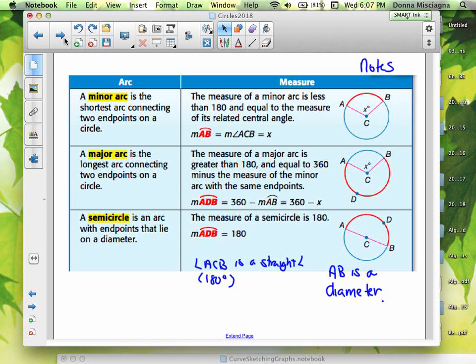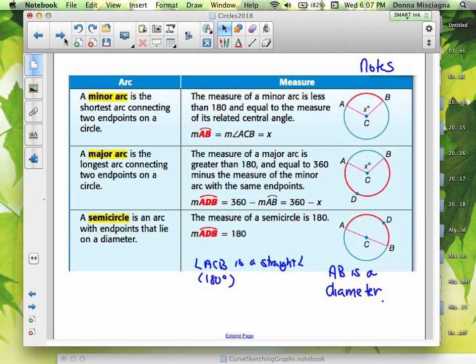So the measure of the major arc is greater than 180 degrees and is equal to 360 degrees minus the measure of the minor arc with the same endpoints. So let's say we knew what AB was and we wanted to find the measure of arc ADB. Well, the measure of arc ADB is going to have to be 360 degrees minus the measure of whatever arc AB is. Right? So if we subtract AB from 360, we'd have the measure of arc ADB, because together those two arcs make up the entire circle.